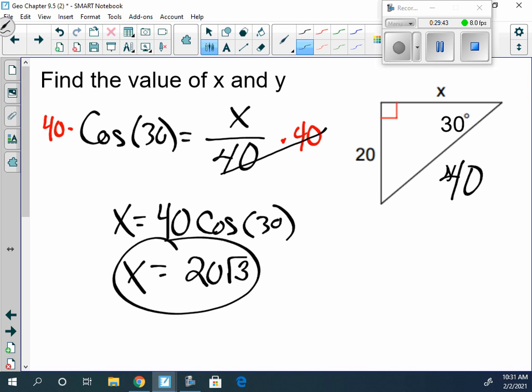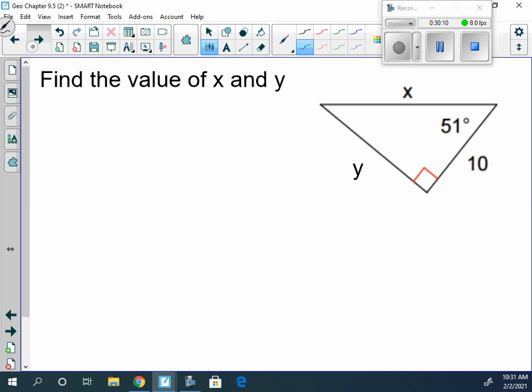Questions on this? Yeah, it's a 30, 60, 90. And the side opposite 30 is the shorter side. The hypotenuse is twice that, and the side opposite 60 is whatever the shortest length is times square root of 3. Well, that kind of worked out, yes. Questions on this here? All right, let's do another one.